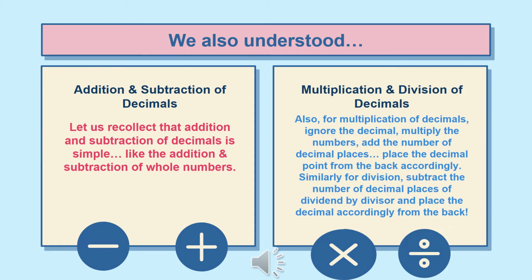Dear children, do you remember how to add, subtract, multiply and divide decimals? Yes, let us recollect that addition and subtraction of decimals is very simple, like the addition and subtraction of whole numbers. But looking back to multiplication and division of decimals: for multiplication, ignore the decimal. Multiply the numbers, add the number of decimal places, place the decimal point from the back accordingly. Similarly for division, subtract the number of decimal places of the divisor from the dividend and place the decimal accordingly from the back.